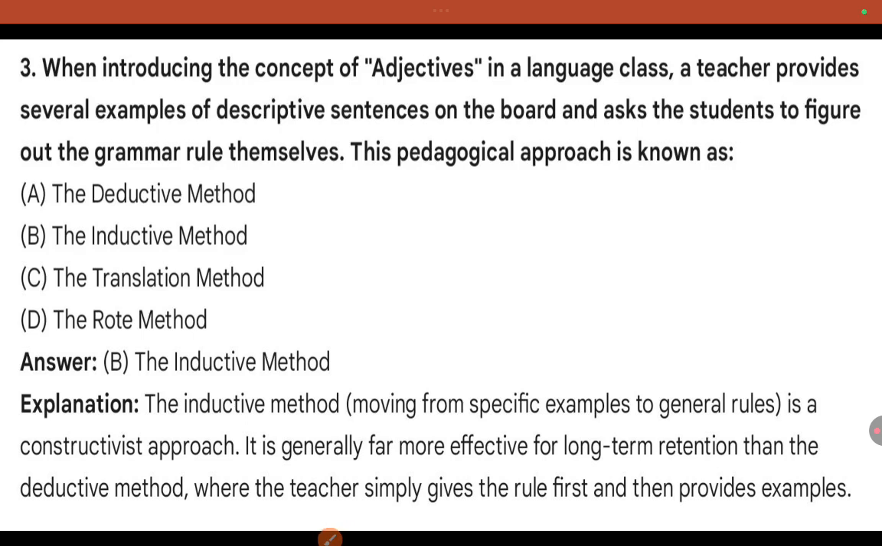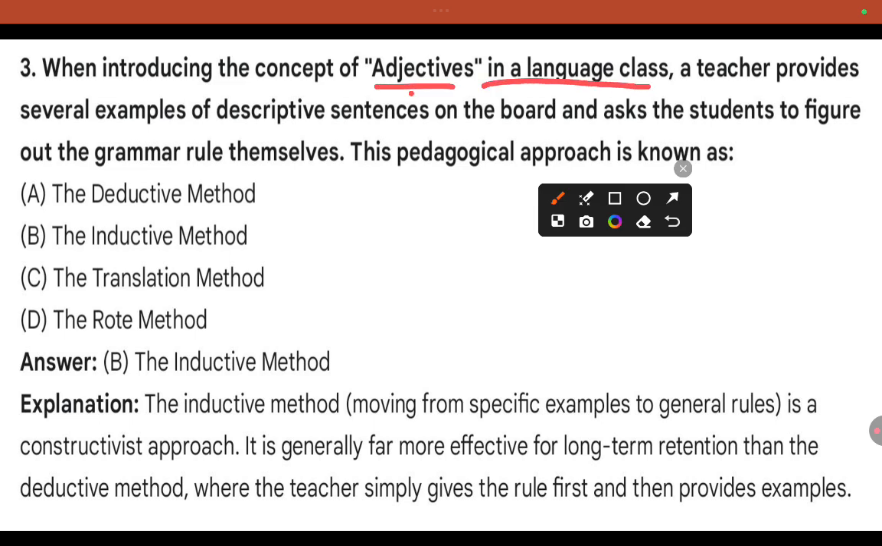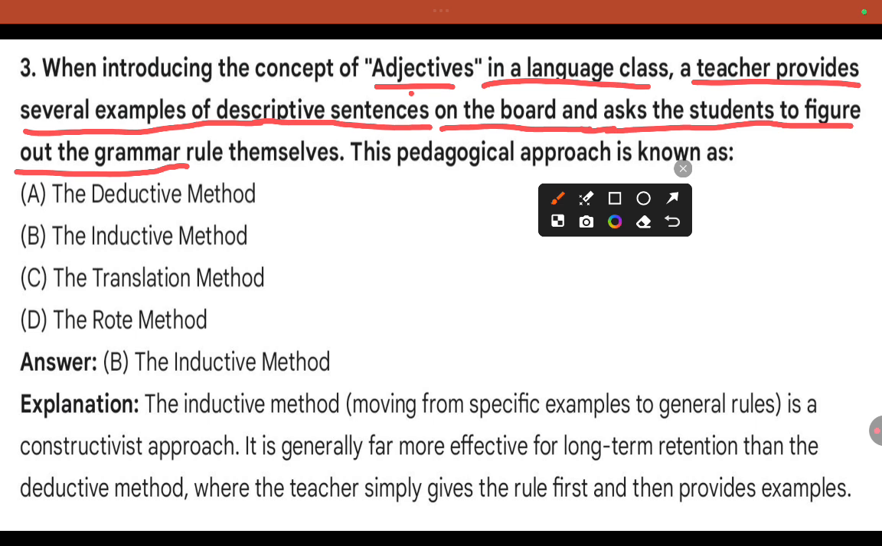When introducing the concept of adjectives in a language class, a teacher provides several examples of descriptive sentences on the board and asks the students to figure out the grammar rule themselves. This pedagogical approach is known as: A. Deductive, B. Inductive, C. Translation, D. Rote method. So here, what is that?